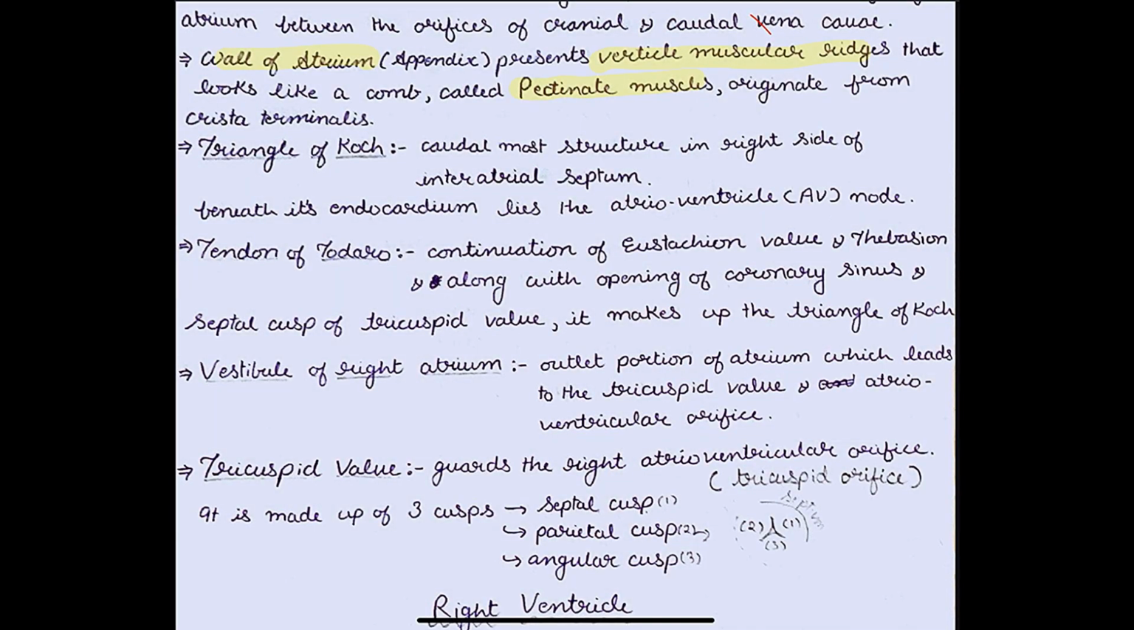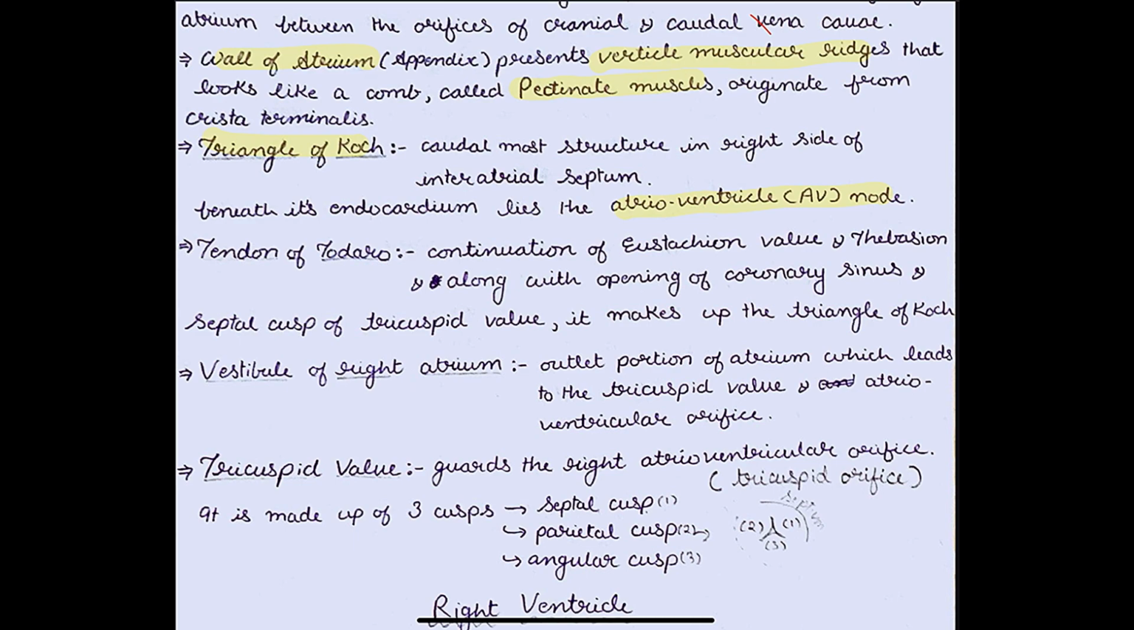Then we have the triangle of Koch. Again, a very, very important question. In objective, they will not ask you this structure because, to be very honest, it is a higher level structure, not for very basic anatomy. But the significance is that it is the location of the AV node, the atrioventricular node.